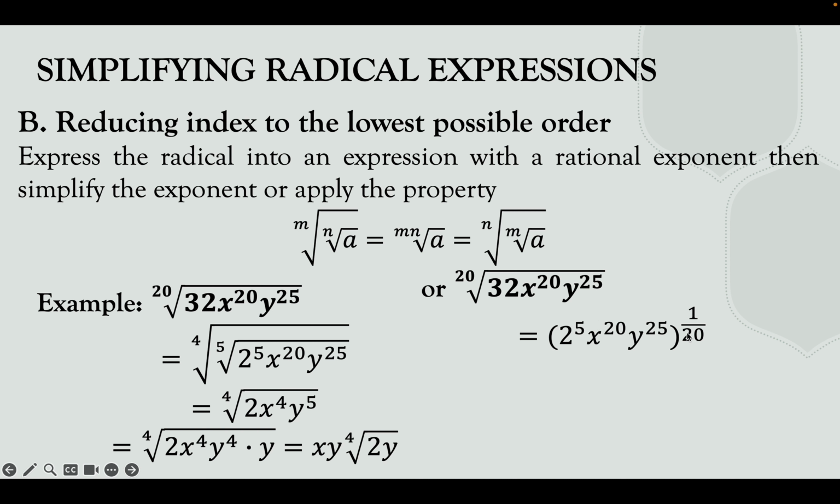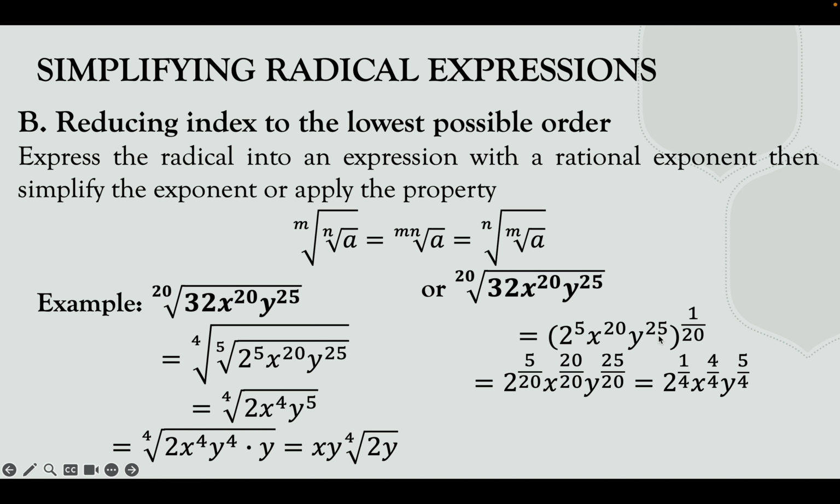And then again, how to change a radical into a rational exponent. We just need to take the exponent in the radicand, that is the numerator, which is 1, and the index is your denominator. That means we have 2 raised to 5, x raised to 20, y raised to 25, raised to 1 over 20. So next step, we just need to distribute the 1 over 20 to each variable. So we have 5 times 1 over 20, we have 2 raised to 5 over 20. Then we have 20 times 1 over 20, we have x raised to 20 over 20.